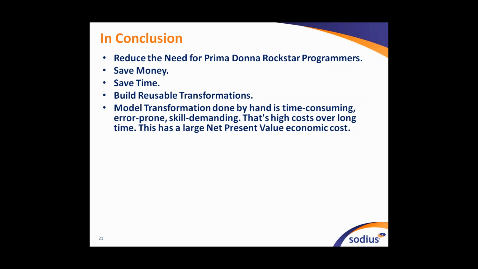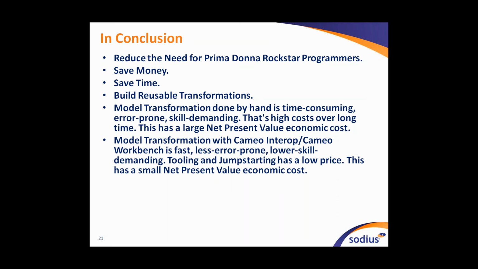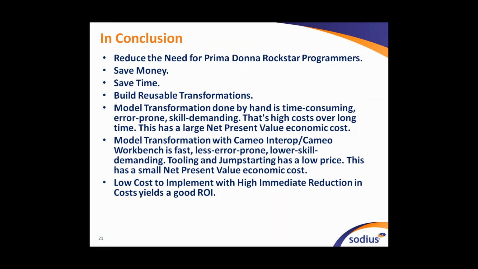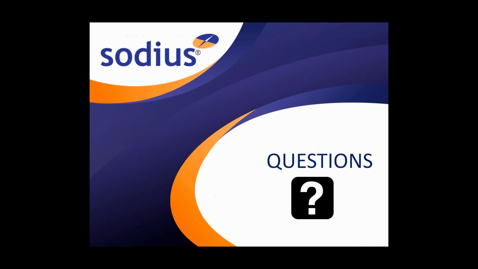This has a large net present value economic cost. Model transformation with Cameo Inter-Op, Cameo Workbench is fast, less error prone, and less skill demanding. It has a low price. This has a small net present value economic cost. And it is a low cost to implement with high immediate reduction in cost yields and a good ROI.